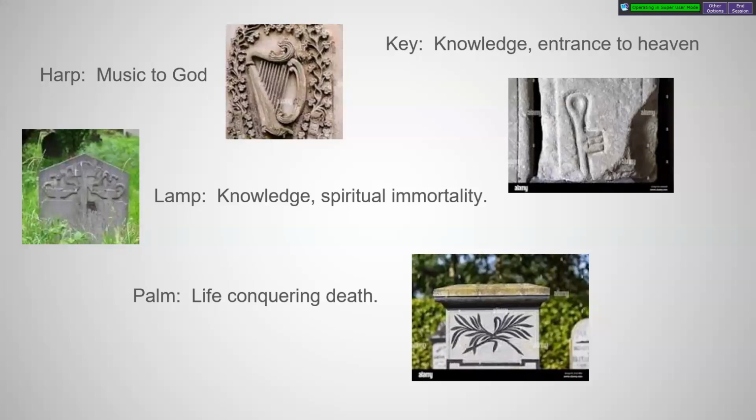All right, and a harp, music to God. And the key, I have not seen too many of these, and I have not found a one in the cemeteries here, is an entrance to heaven. The lamp means knowledge or spiritual immortality. Now, the palm I have seen, one of the things it means is conquering life over death.